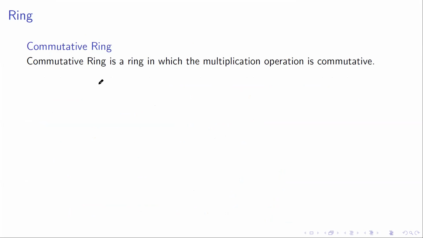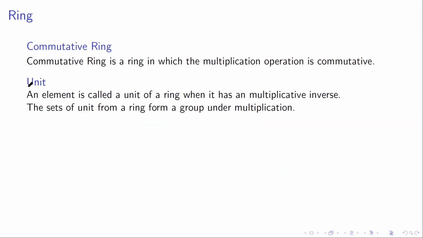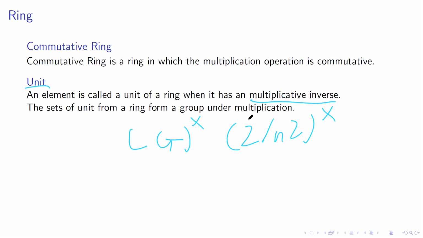If the multiplication operation is commutative, then it is a commutative ring. An element is called a unit of a ring when it has a multiplicative inverse. The set of units of the ring forms a group under multiplication, and this is denoted by this symbol. Note that we have used this symbol quite a lot of times. This is basically the group of units.